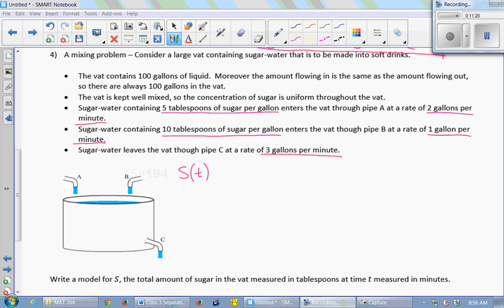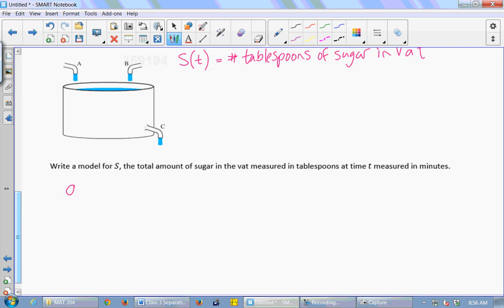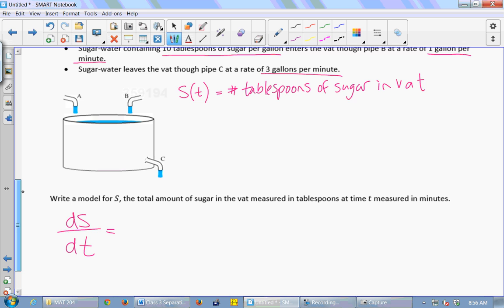It's changing with time, and it's going to represent the number of tablespoons of sugar in the vat, right, at any given time t. And I'm going to write my model as a differential equation because everything I'm given is rates. So it makes sense to write this as a model for how the amount of sugar is changing with respect to time.